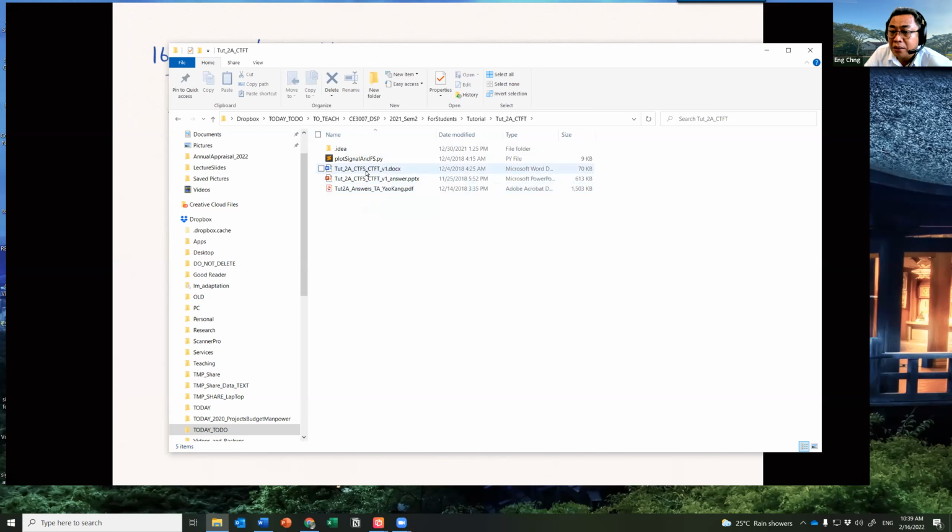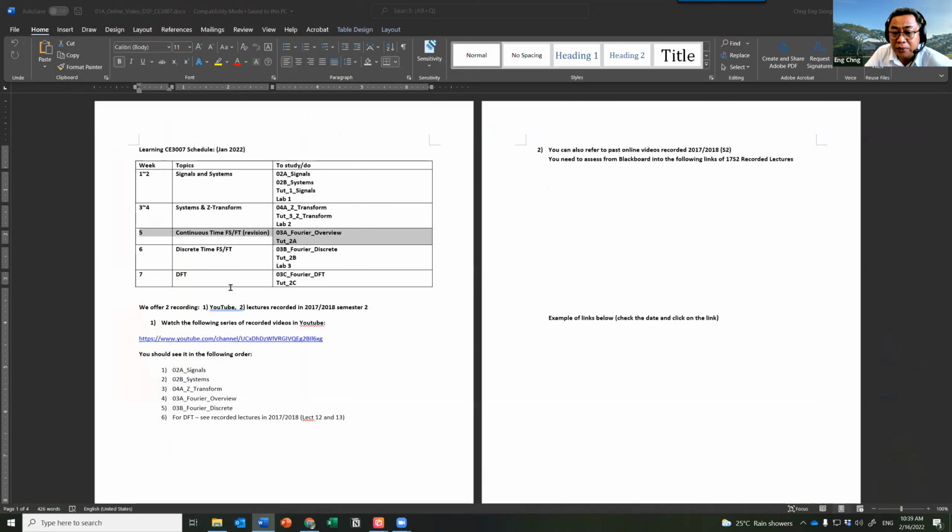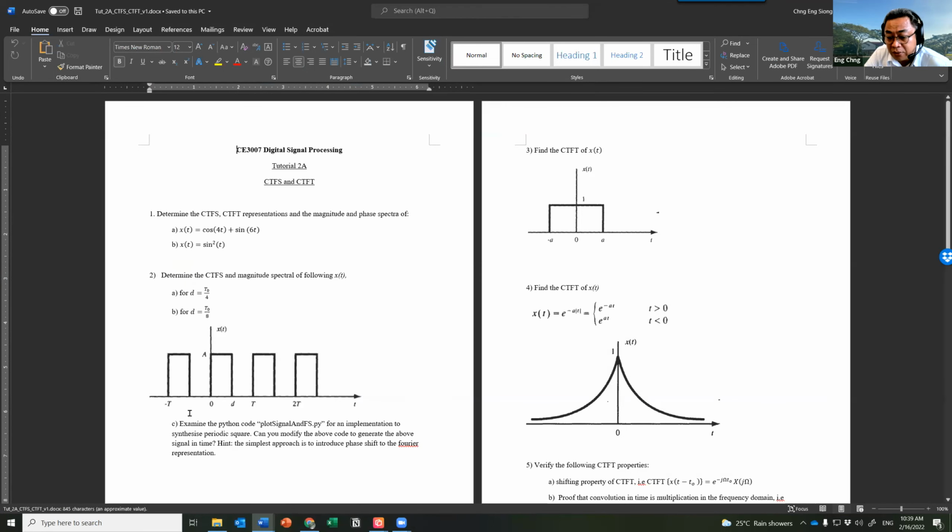In 2A, what you are supposed to be doing is these questions, where the x-axis is time and the y-axis is the function. Time is real, so you have a very smooth signal. You have to do very basic continuous time Fourier series, basically meaning analyzing a periodic signal that is continuous in time.